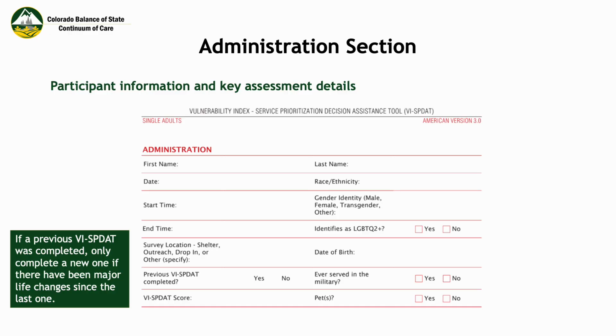On the right-hand side, it asks for the individual's last name, their race and ethnicity, their gender identity, with some examples like male, female, transgender, or other. If the individual identifies as LGBTQ2+, and that acronym stands for lesbian, gay, bisexual, transgender, queer, or two-spirited. The individual's date of birth, if they've ever served in the military, and if they have any pets.